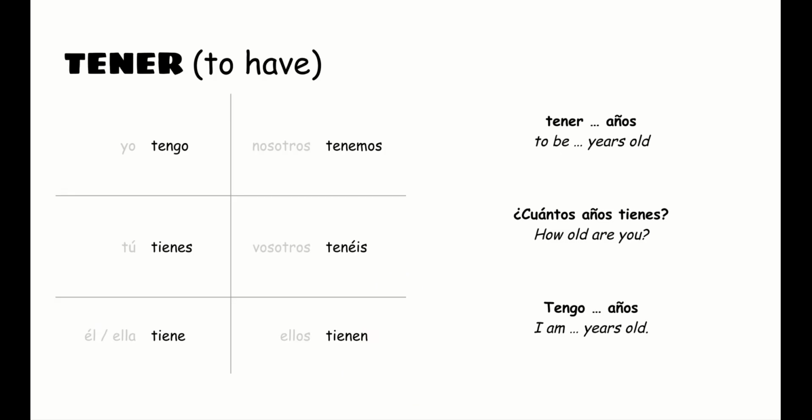Okay, so in summary, tener means to have, and there are 6 different forms. The yo tengo, tú tienes, él or ella tiene. Nosotros tenemos, vosotros tenéis, ellos tienen. You can also use the word tener with the word años to tell how old somebody is, and to answer the question, ¿cuántos años tienes? How old are you?